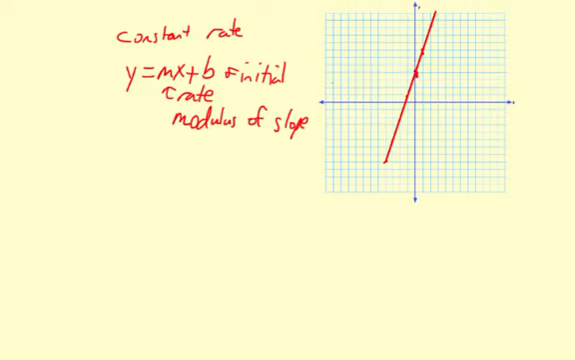So for this graphed linear function here, the rate of change is 3, so it's y equals 3x. And then the y-intercept, or the initial amount, is 4, so plus 4.